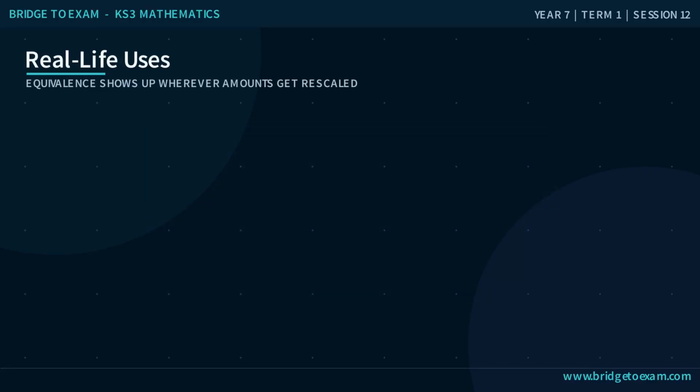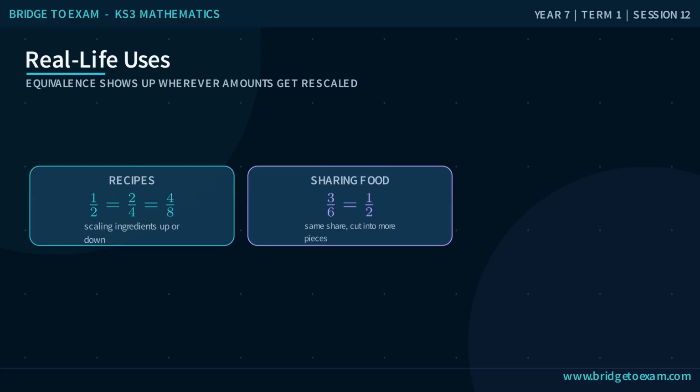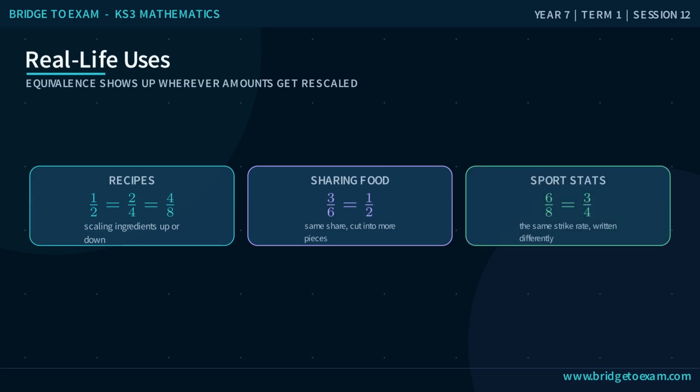You'll run into equivalent fractions more often than you'd think. Doubling a recipe that needs 1/2 a cup of milk? That's the same as needing 2/4 or even 4/8, just measured in smaller units. Splitting a chocolate bar into 6 pieces and eating 3 of them is exactly the same as splitting it into 2 pieces and eating 1. A player scoring 6 goals out of 8 shots has the same strike rate as scoring 3 out of 4. Equivalent fractions, just different numbers.